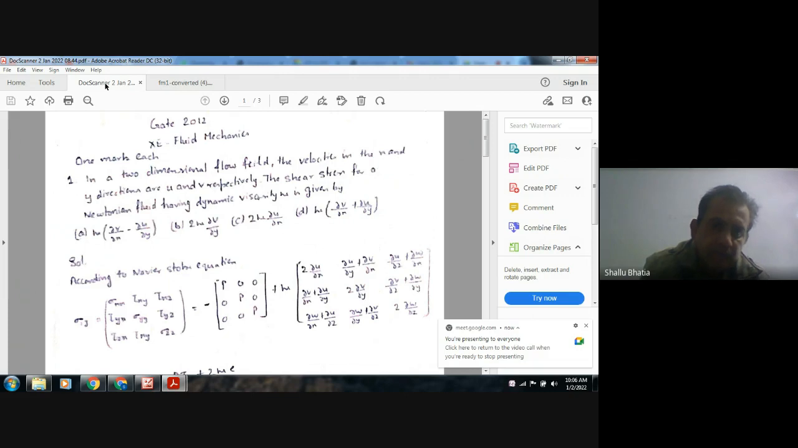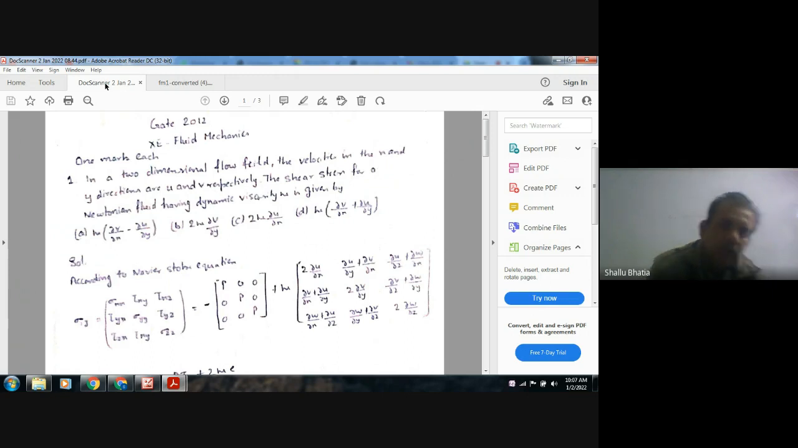In a two-dimensional flow field, the velocities in the x and y direction are u and v respectively. The shear stress for a Newtonian fluid having dynamic viscosity mu is given by: option A, mu times (∂v/∂x minus ∂v/∂y). Option B, 2 mu ∂v/∂y. C, 2 mu ∂u/∂x. D, mu times (∂v/∂x plus ∂u/∂y).